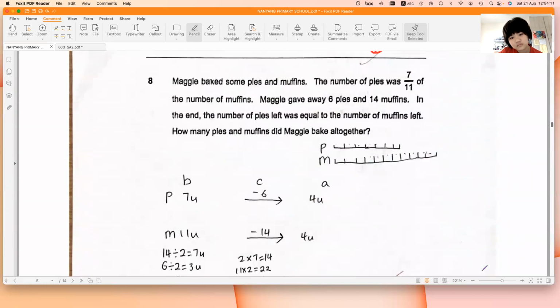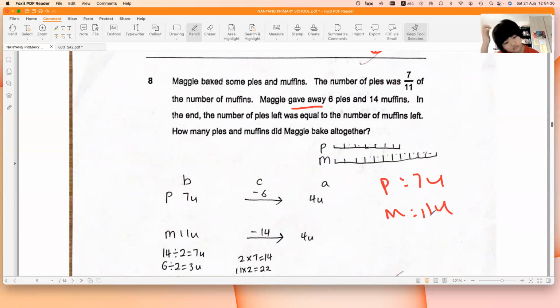Okay, then you use the before change after. I'm fine with it, but of course it's not encouraged. For this question, it's a transaction question, I guess. It's a gave away question, so of course you use the branch. The number of pie was 7U, and the muffin is 11U.